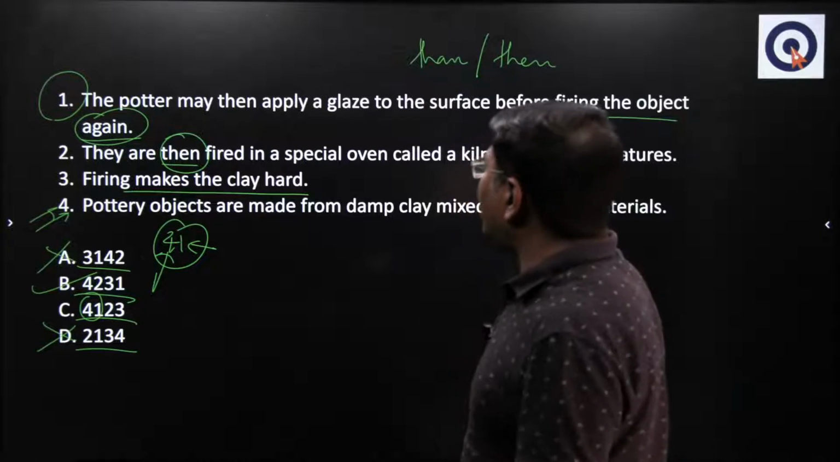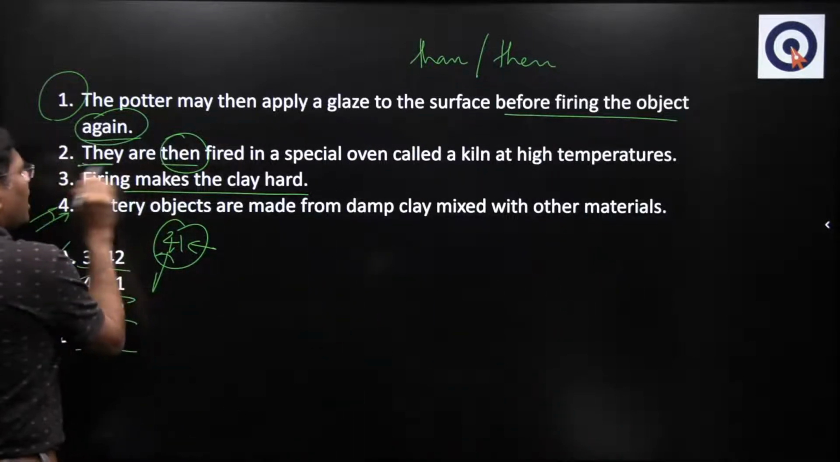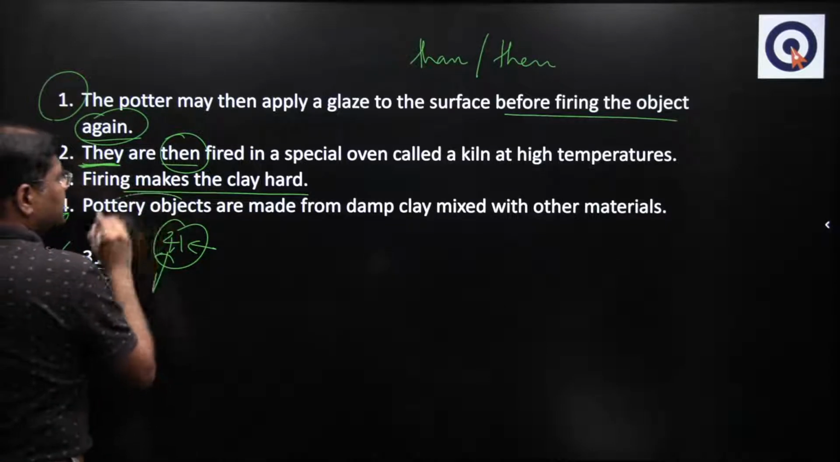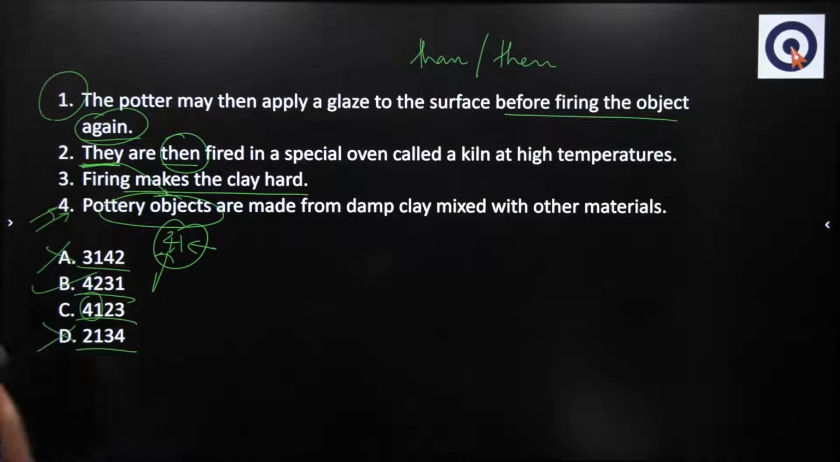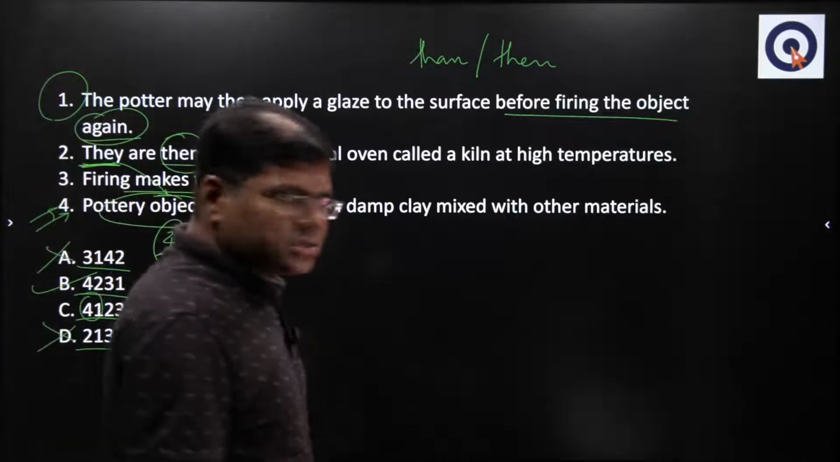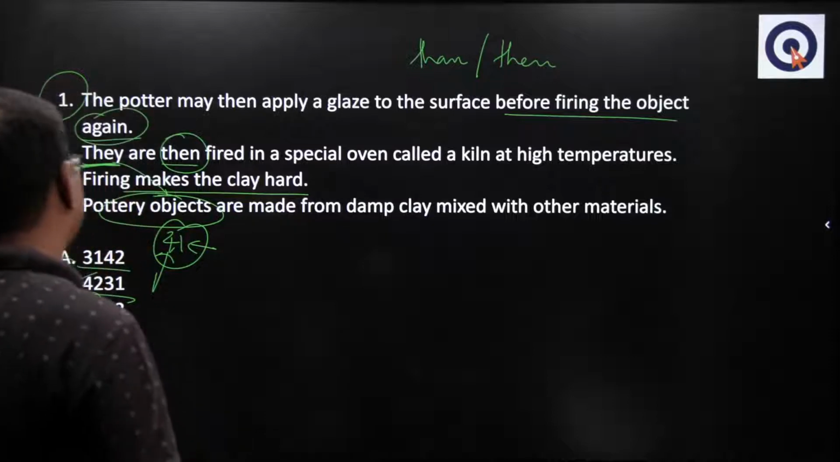Then you will say they are then. They refers to what? Pottery objects. Please understand, the pronoun will always refer to some noun, and they here refers to what? Pottery objects. So, pottery objects are made from damp clay mixed with other materials.